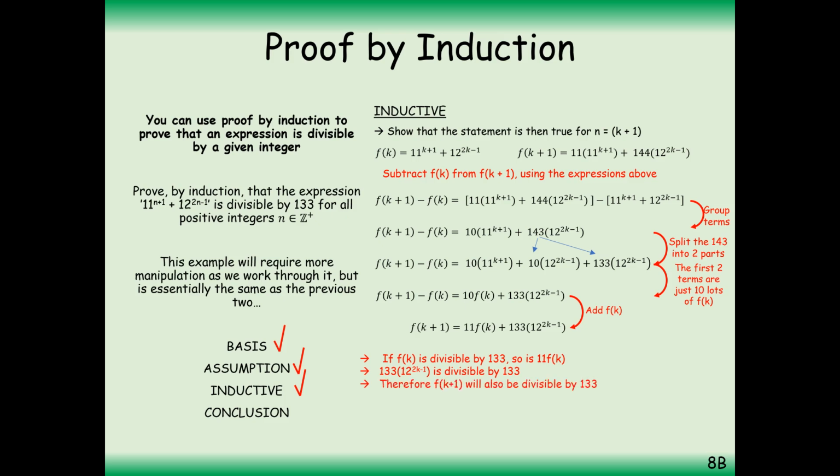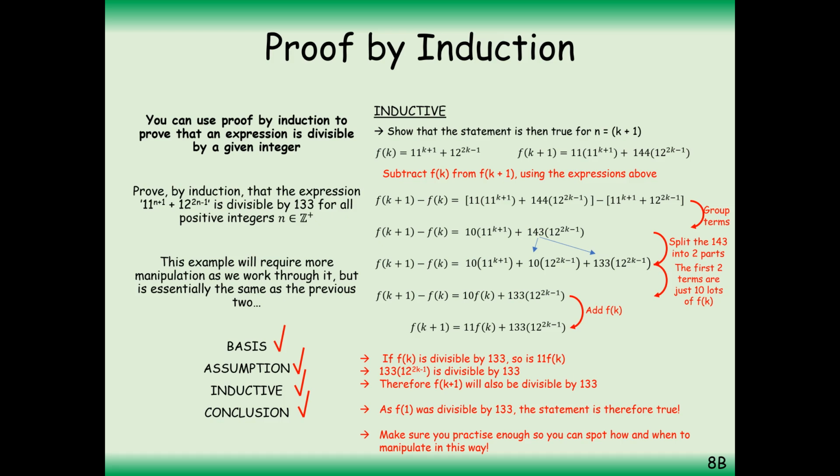So in our conclusion, we write a few lines and say f of 1 was divisible by 133, and the statement held for f of k plus 1 as well. Therefore, it works for all positive integers n.